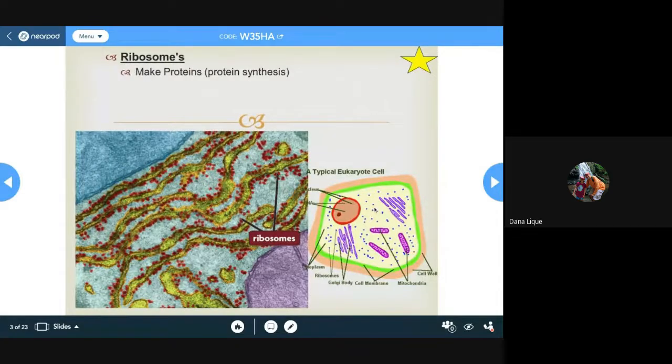Ribosomes are represented by these little dots in the cell, and then sometimes they're attached on this little long, spaghetti-looking thing here. That's the endoplasmic reticulum, the rough ER. We'll get to that later. But anyways, small dots are ribosomes, and their one function is to make proteins, which is protein synthesis.